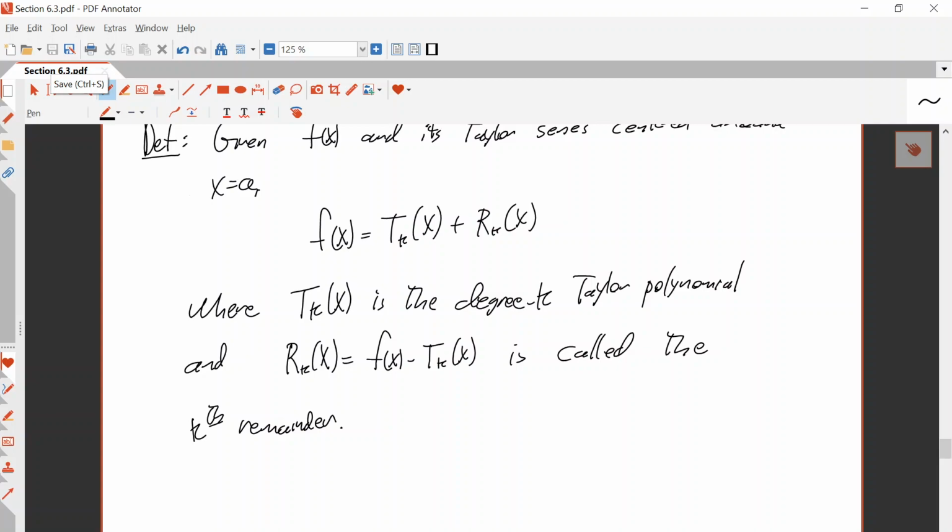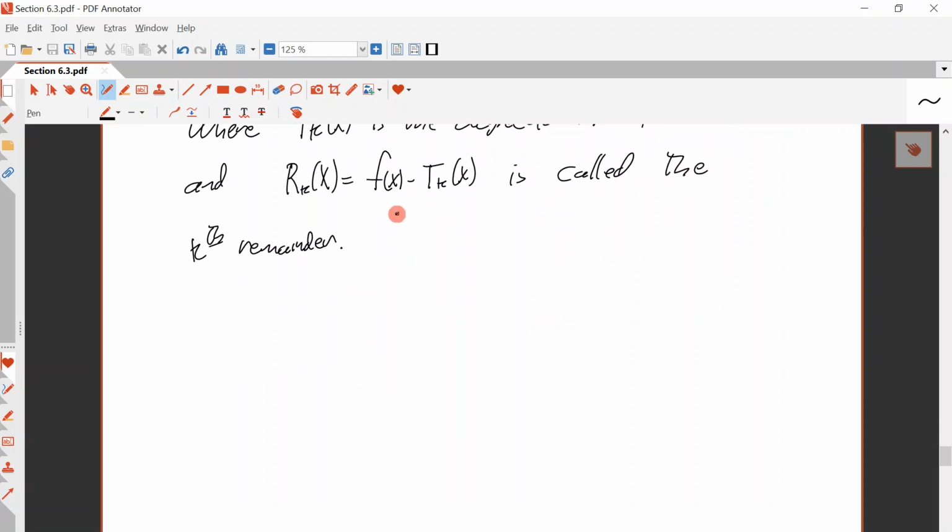Okay, so the idea is that we want to show that the kth remainder goes to 0. If the kth remainder is really, really tiny, then the kth Taylor polynomial is going to be a really nice approximation for f of x itself, and then the entire Taylor series will have to converge to f of x. Okay, so Taylor's theorem is as follows.